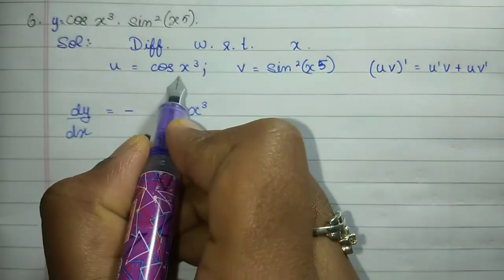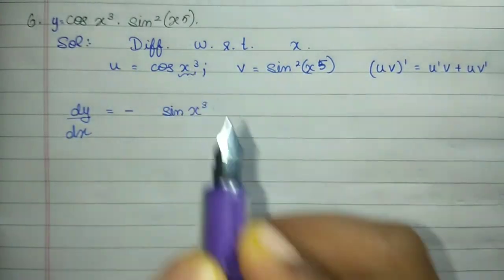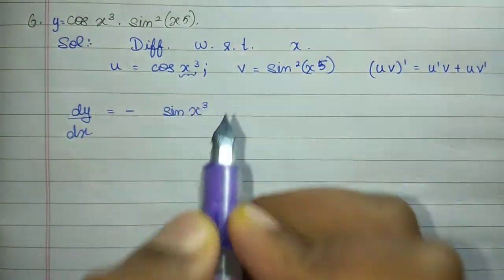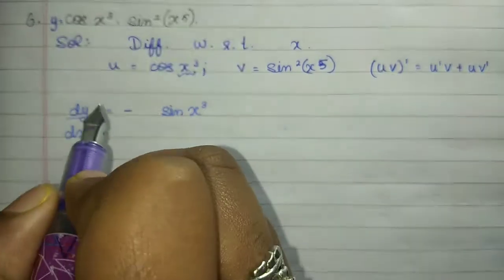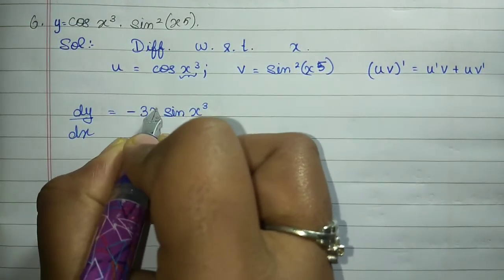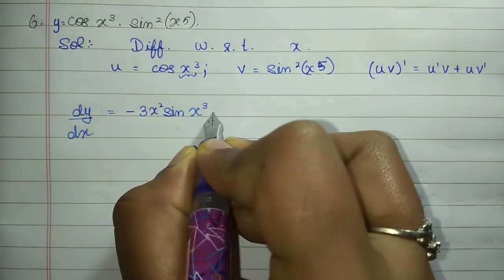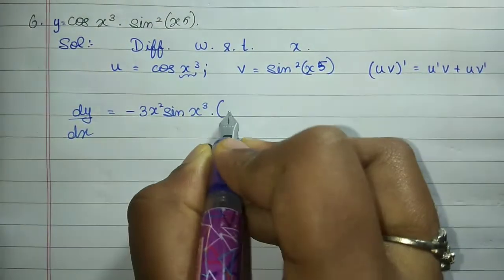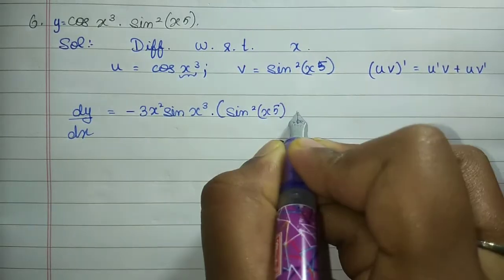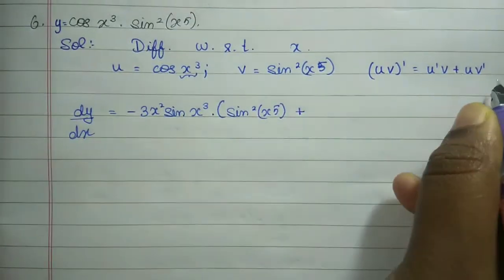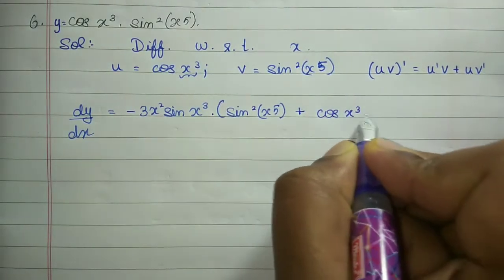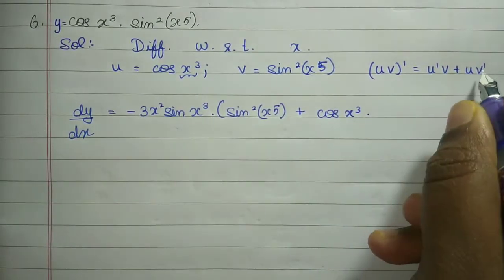So now in the next step, what should I do? I have to take the derivative of x cube. This is of the form x power n, so the derivative is n into x power n minus 1. So that is 3x square, into what is my v here? It is sine square x power 5, plus uv'. So u is cos x cube into my v'.